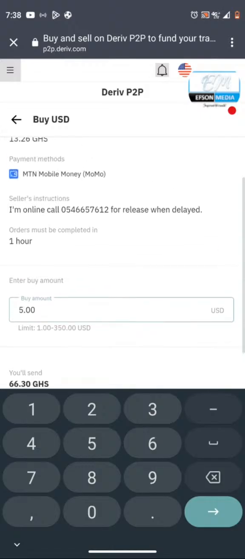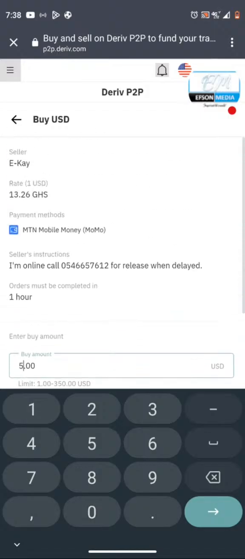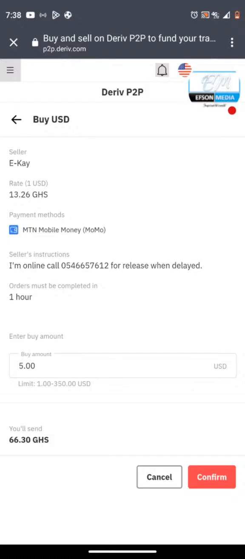Alright. Immediately you select confirm, the Momo number of the person will be provided. You use that number to make the payment. So that's how it works. After you make the payment, you take a snapshot of the Momo payment and upload it, and then the money will be uploaded to your account. It's very simple.